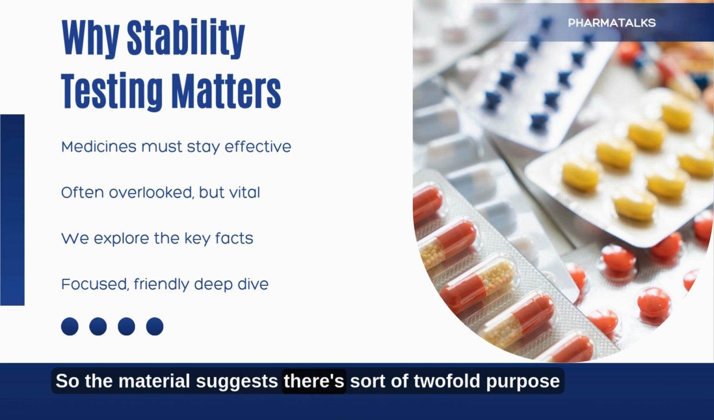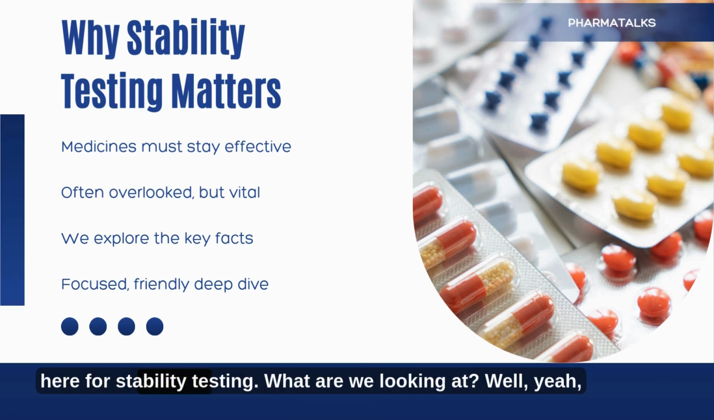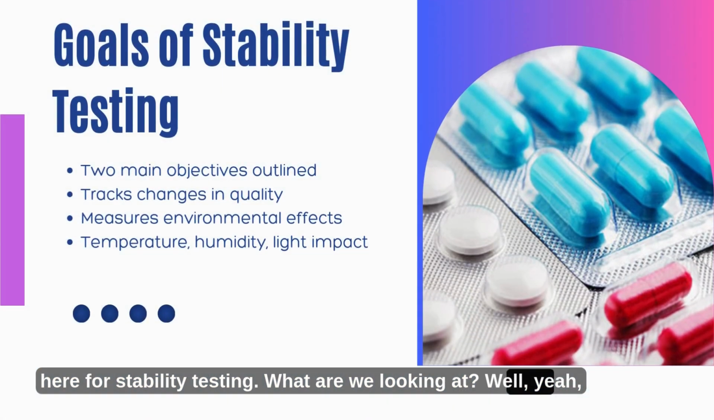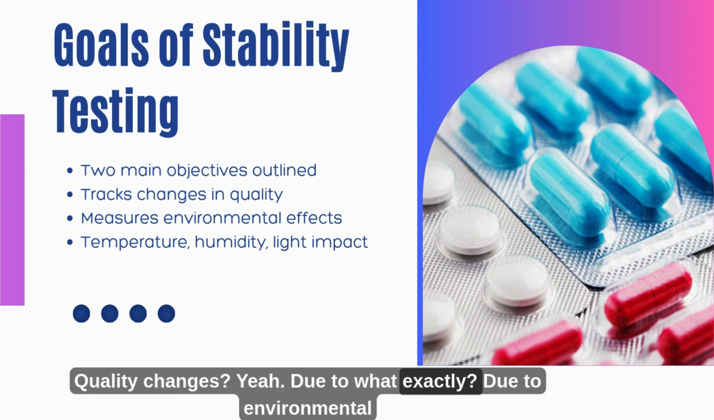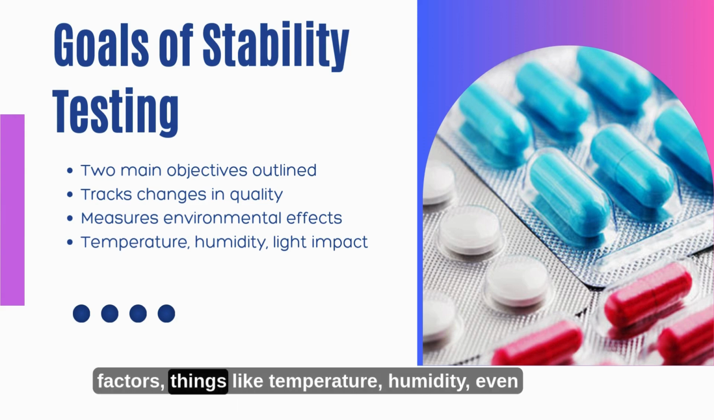So the materials suggest there's a twofold purpose here for stability testing. What are we looking at? Well, fundamentally two main goals. The first big one is generating solid evidence, like real proof of how a drug's quality changes over time. Quality changes due to what exactly? Due to environmental factors, things like temperature, humidity, even light exposure. It's about scientifically watching and documenting those effects.